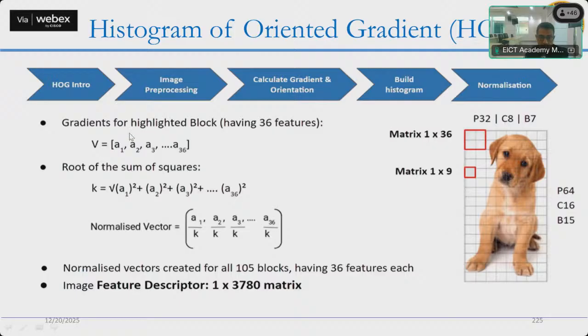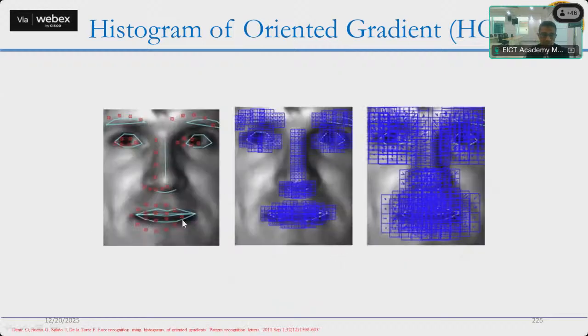What we are saying here is that the gradients are highlighted in blocks. You take the different cells, and from the different cells you find out the HOG, and then you find out an overall feature vector, right? So here the gradients are shown. Here we see the normalized vector for all these blocks, and the image feature descriptor is this much in size.